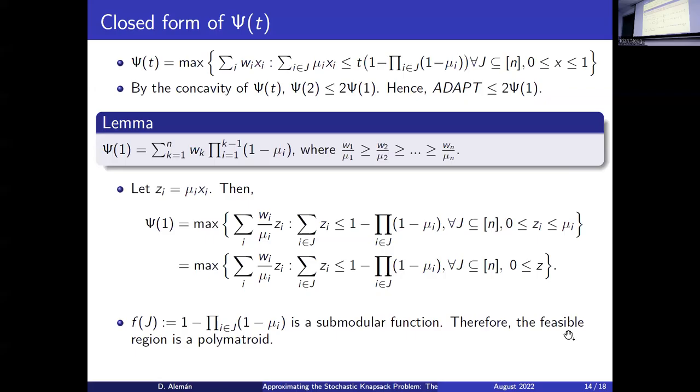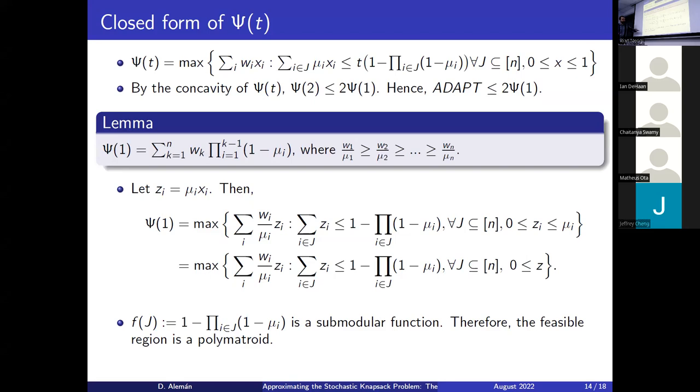Okay, good. So the feasible region is a polymatroid. f is monotone, f of the empty set is zero, and then we can apply that result that Ricardo showed us. This greedy point yields an optimal solution. And then we just need to rearrange these terms to obtain this quantity.